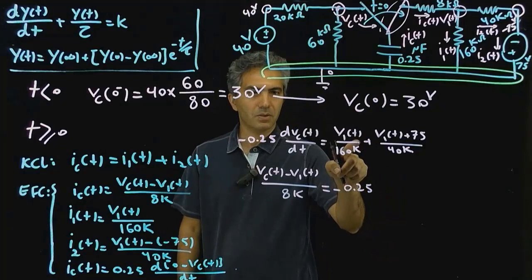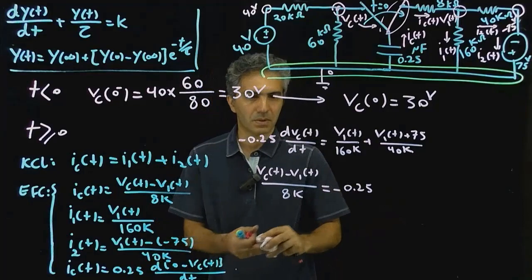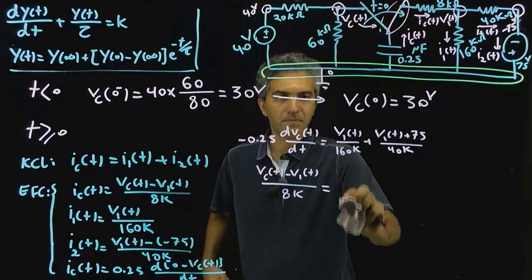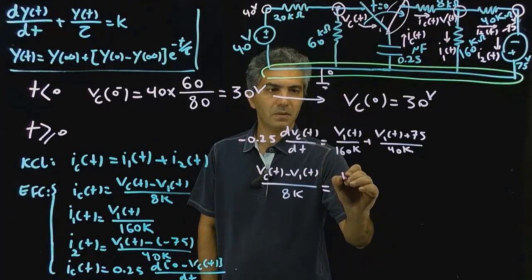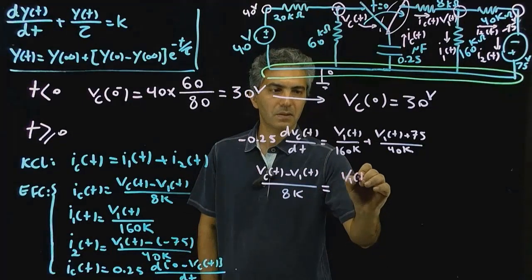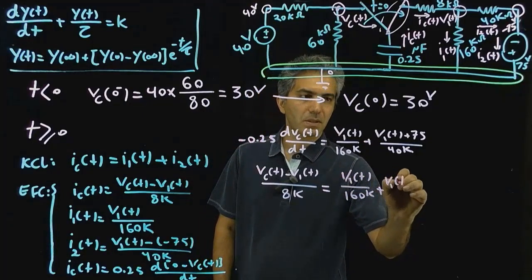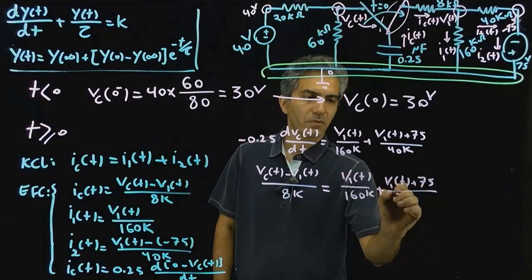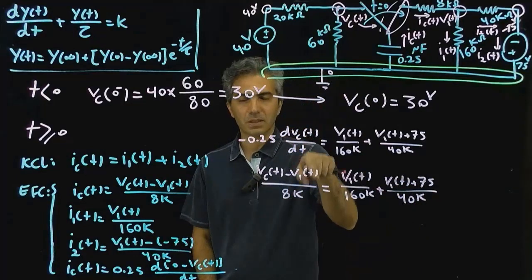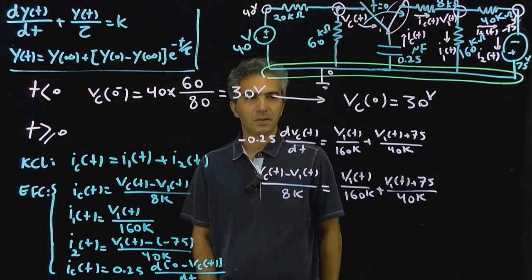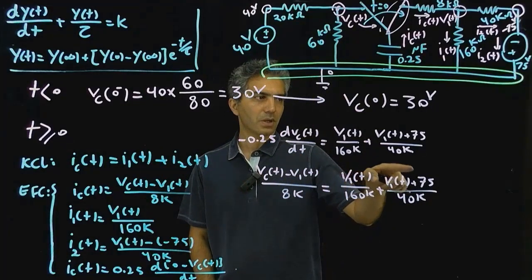In other words, I can equate that to these two. That might be easier to do. It's equal to V1T over 160K plus (V1T plus 75) over 40K. Good. Now, with this, I got rid of all the current unknowns. I only have 2 unknowns and 2 equations, much closer to where I need to be.